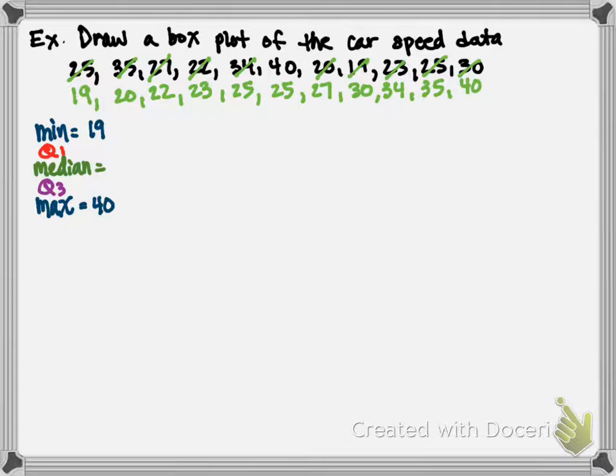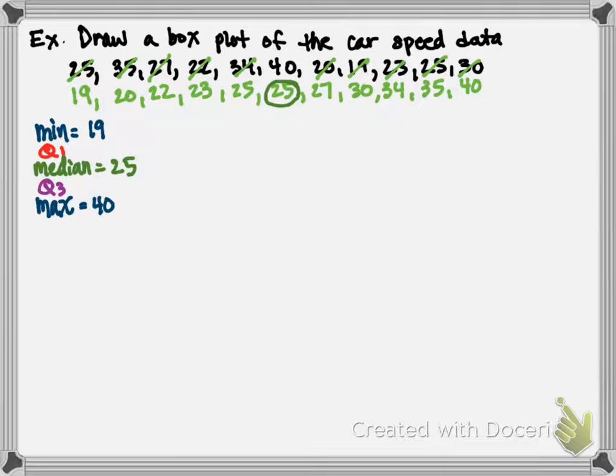Now let's look at our data. How much do we have? Let's see, we have 1, 2, 3, 4, 5, 6, 7, 8, 9, 10, 11 numbers. Perfect, odd number. So 11 cut in half would be 5.5. So the number after the 5th one is going to be our median. 1, 2, 3, 4, 5. So we have 5 numbers in front, 5 numbers behind. So our median is 25.